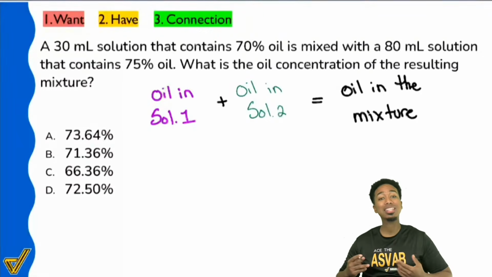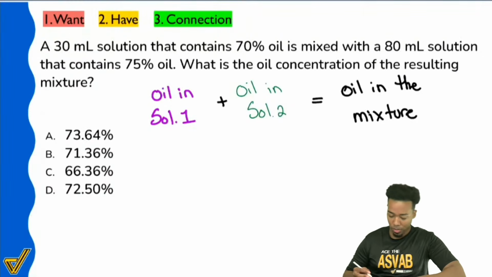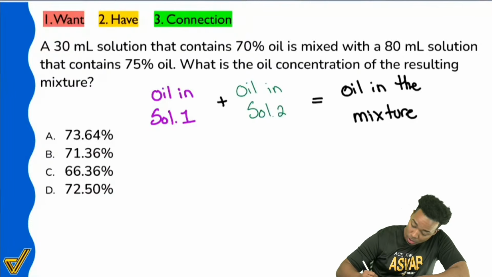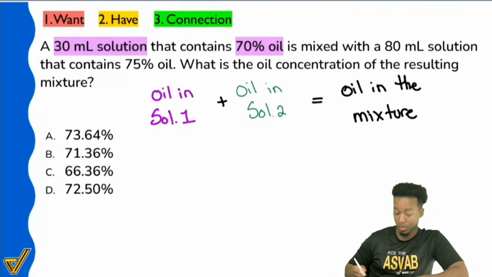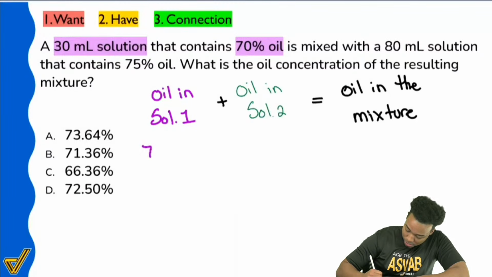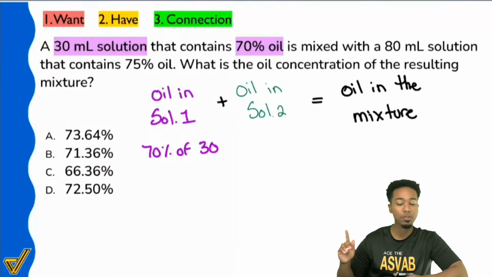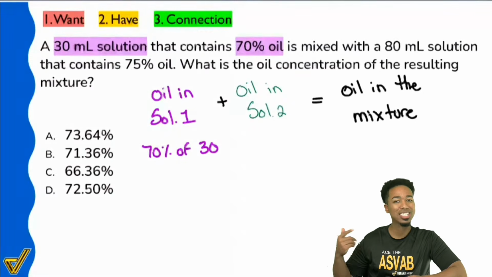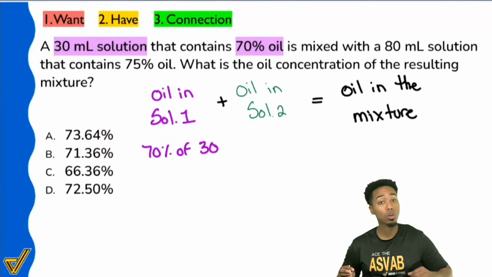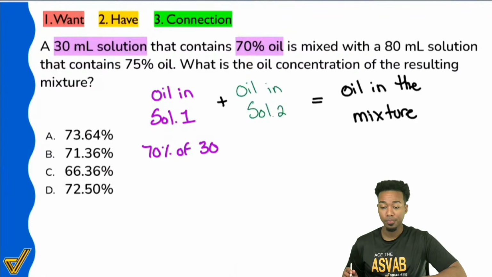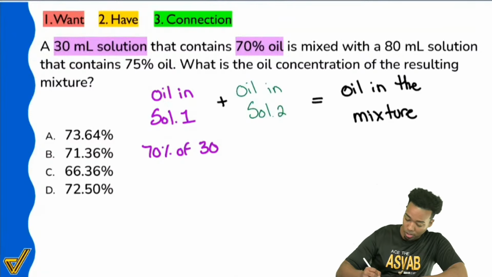So how do we get the amount of oil in solution one? We do that by saying, hey, we're going to do the percent of the oil in solution one times the original amount of solution one. And so that right there is 70% of 30 milliliters. Everybody, do you agree with me? That's how we get the amount of oil in solution one. We do the 70% times the 30 milliliters in the solution. That's how we get oil one. Cool.